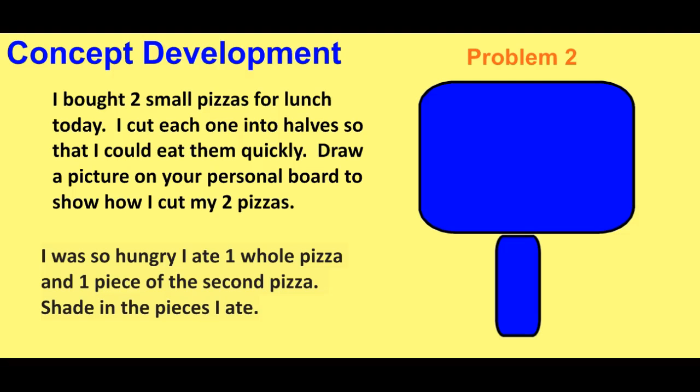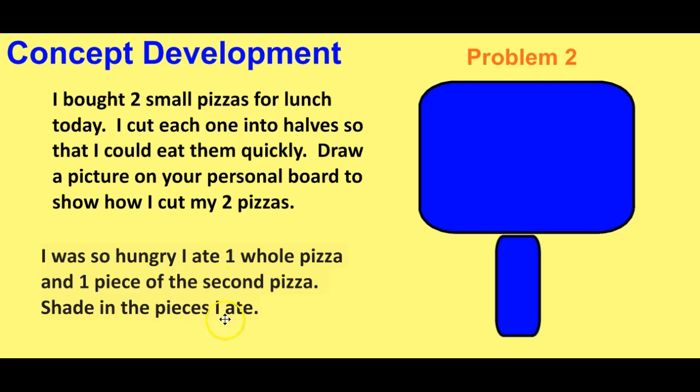Okay, so this next one says I bought 2 small pizzas for lunch today. It's not really talking about today, it's just a problem. And it says that I cut each one into halves so that I could eat them quickly. Draw a picture on your board to show how I cut my 2 pizzas. So we're going to have 2 pizzas, and each one is cut into halves. So you know that when we're working with halves, we're working with 2 equal parts. So make sure that both of your circles has 2 equal parts.